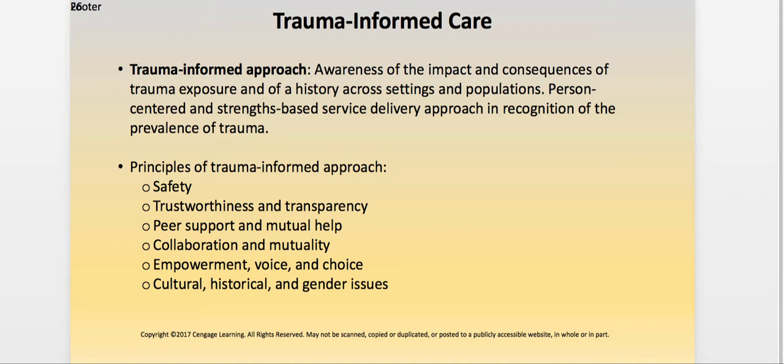This is very important. It's an awareness of the impact and consequences of trauma exposures and of a history across settings and populations. It's person-centered and strengths-based in its service delivery. And again, it recognizes the presence of trauma and how it impacts clients' lives. A great example of trauma-informed thinking, at least in our social work, is foster homes. There's a prohibition against use of any kind of corporal punishment whatsoever in terms of discipline when discipline is necessary, and trying to comply with that.